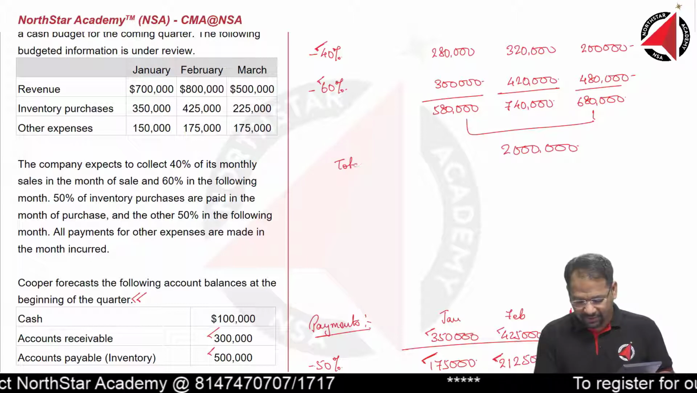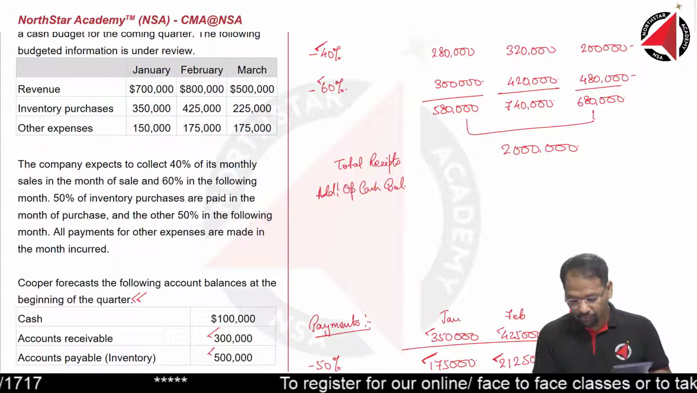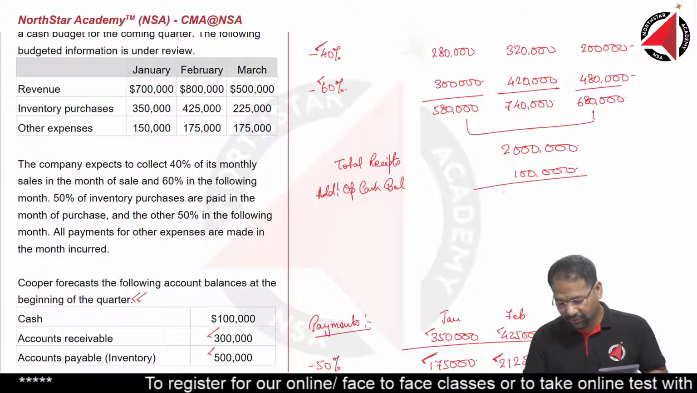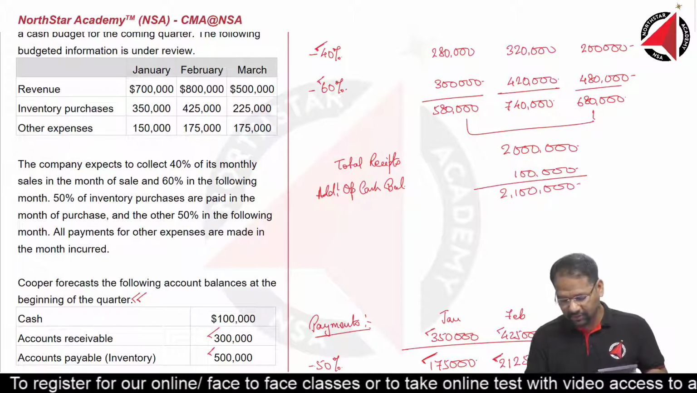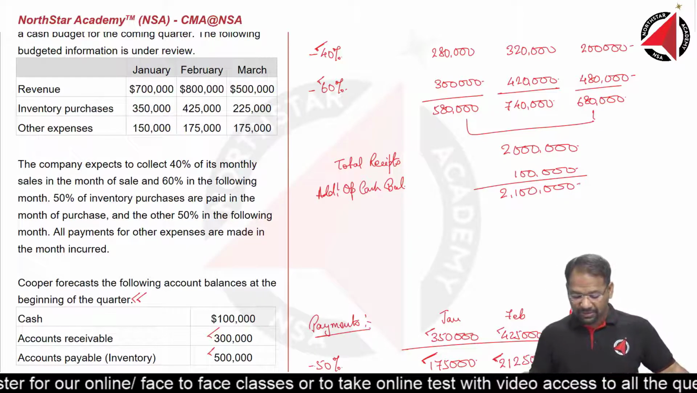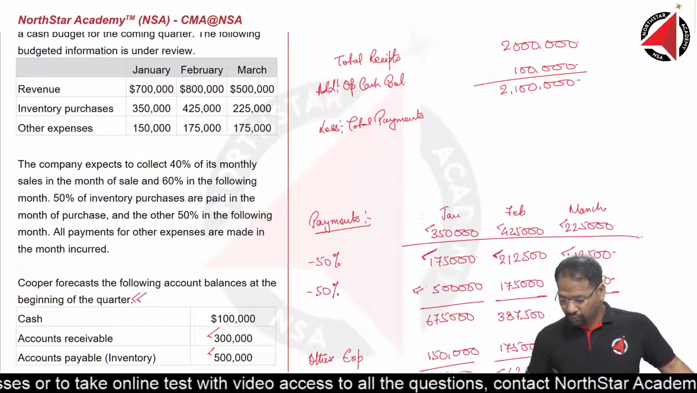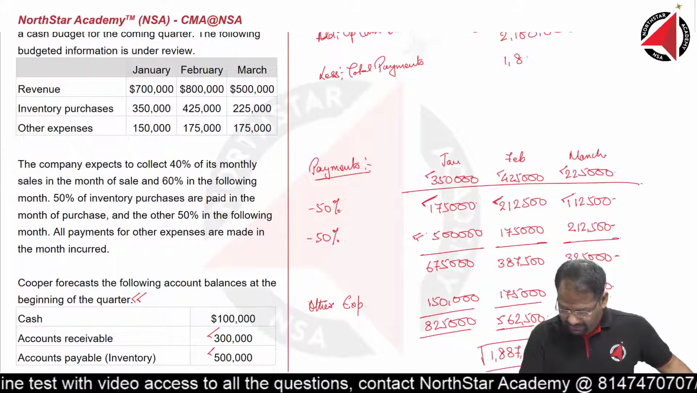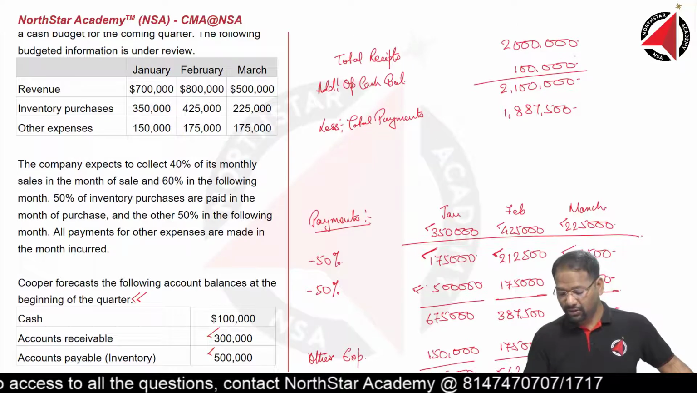Total receipts. Add how much was the opening cash balance? 100,000. So our total cash balance is $2,100,000. And what is the total payments that we have? Total payments is 1,887,500. These are our total payments.